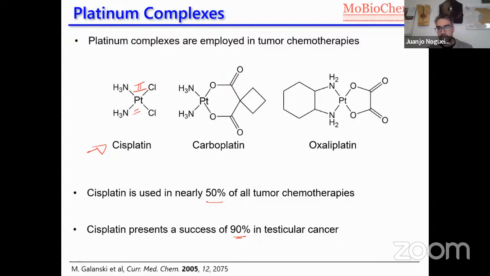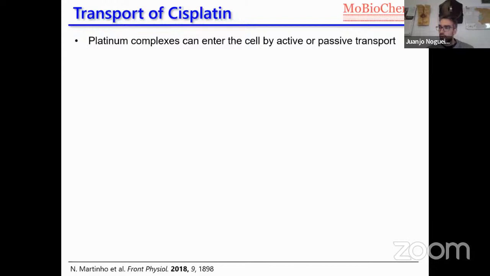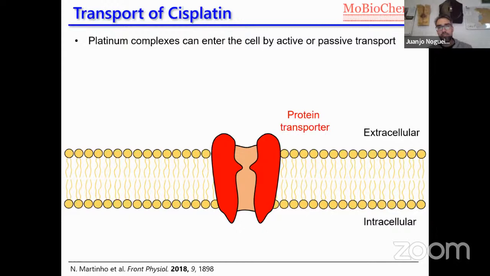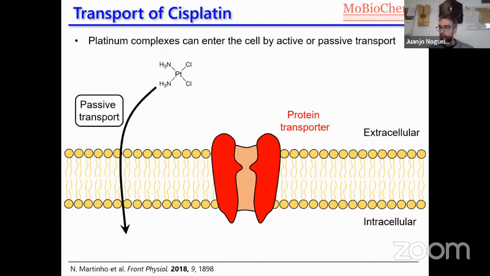So let me tell you a bit about the mode of action of these molecules. So the first step when we introduce this kind of drug in our organism is the entrance of the drug into our cells. And this transport from outside to inside our cells can be performed in two different ways. For example, cisplatin, which is this molecule here, can be introduced in our cells by what is called passive transport, where the molecule just diffuses slowly through our lipid membranes, okay?